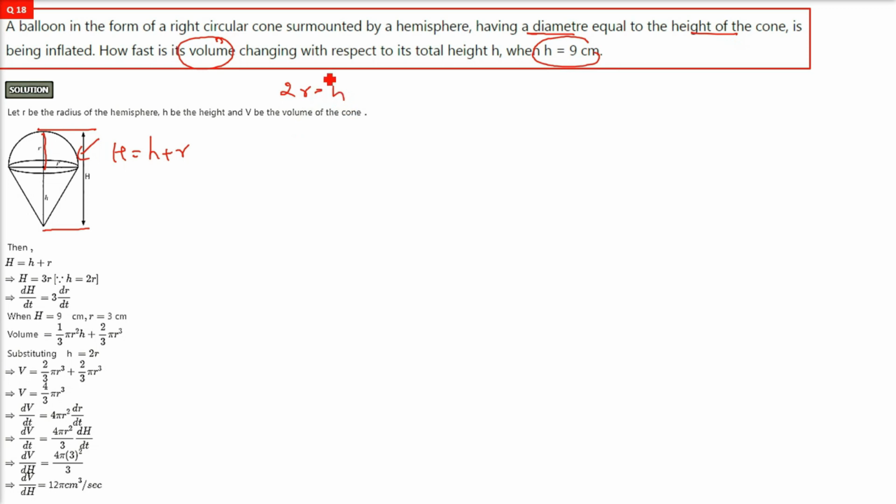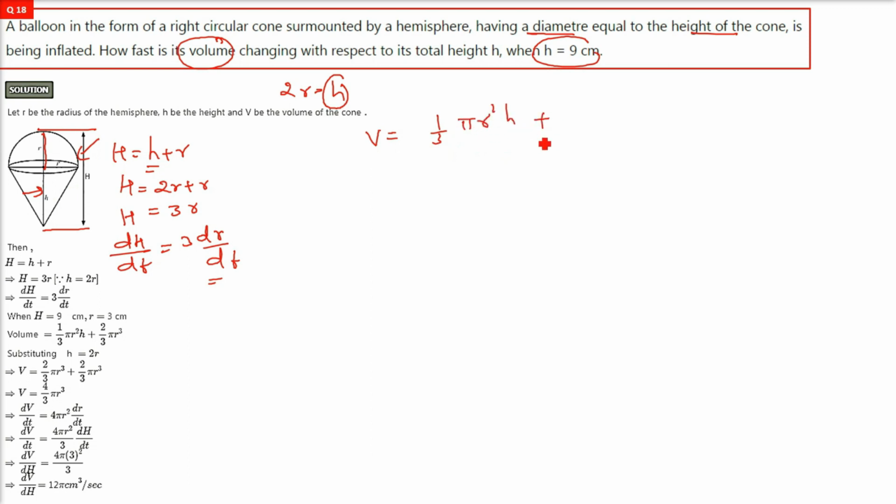When h is equal to 2r and capital H is equal to h plus r, you can replace h with 2r and you will get capital H as 3r. So you can differentiate it and get a relationship. Differentiating, dH by dt will be equal to thrice dr by dt. Now the height is already given as 9 centimeter, and since h is equal to 2r, you can find the other values also.